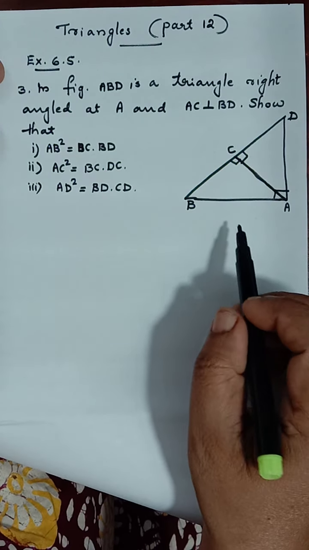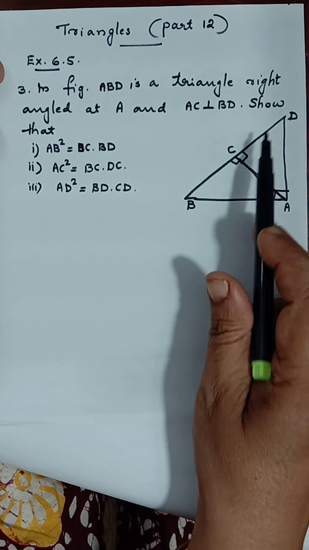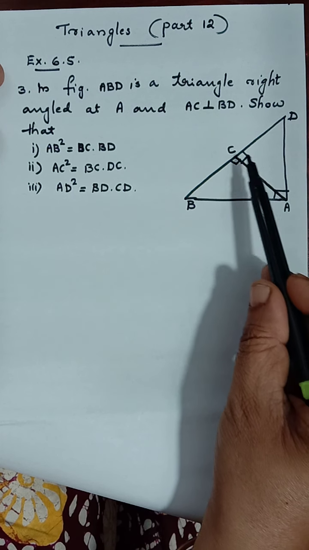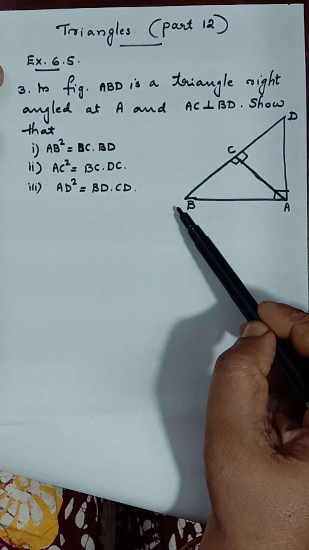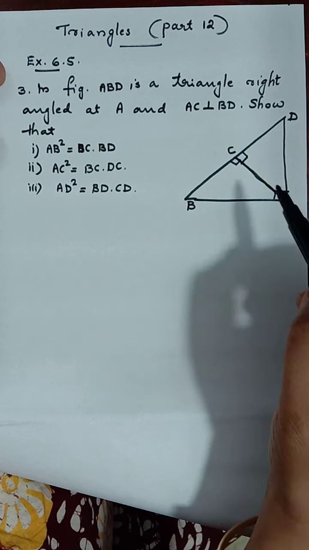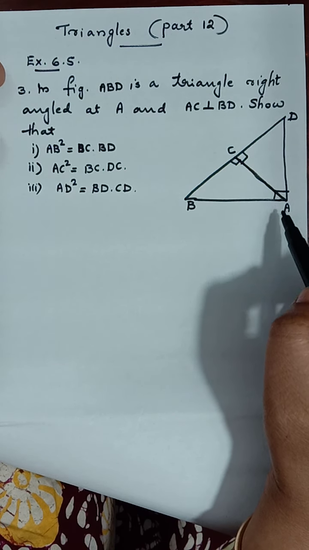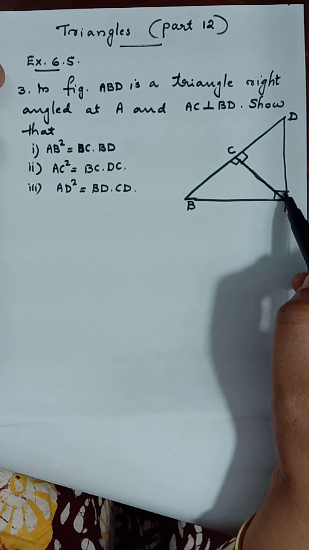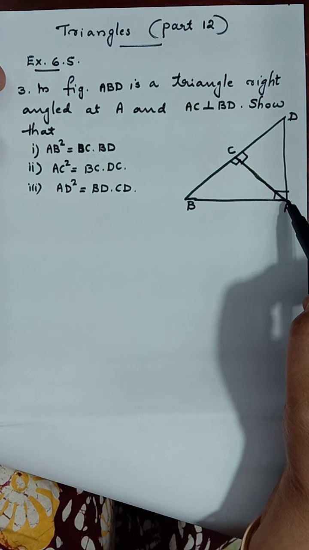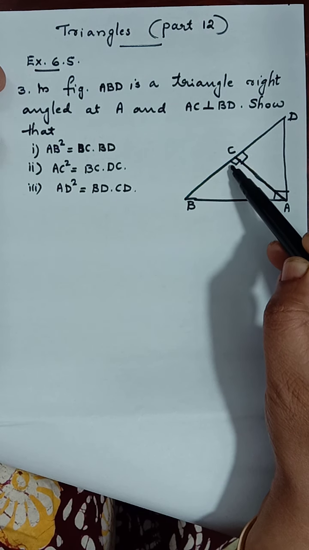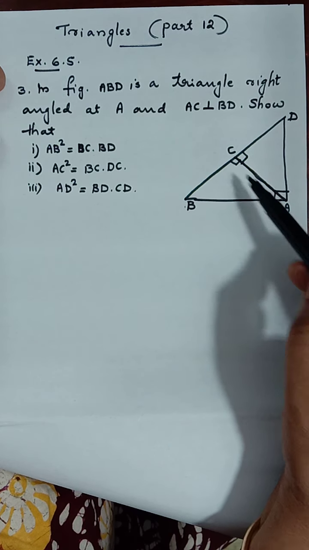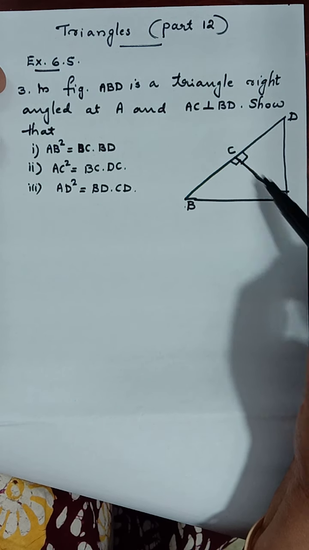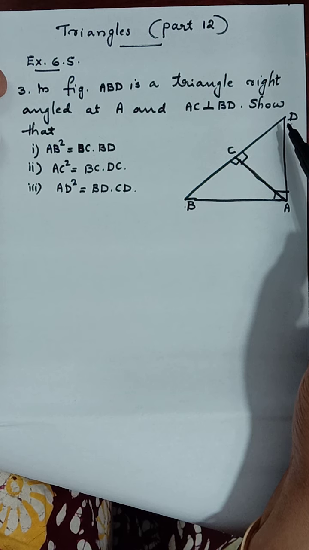In figure ABD, ABD is a triangle right angled at A and AC is perpendicular to BD. So here you can see two right angles, that is here BAD is a right angle. So we have a right triangle BAD, and also here angle BCA is 90 degrees, ACD also 90 degrees, as AC is perpendicular to BD.